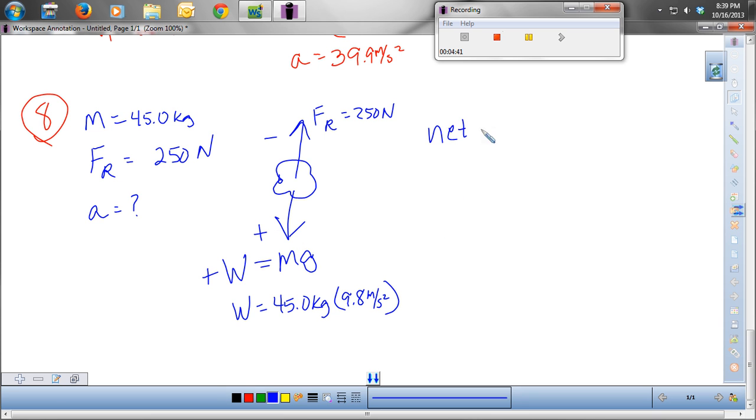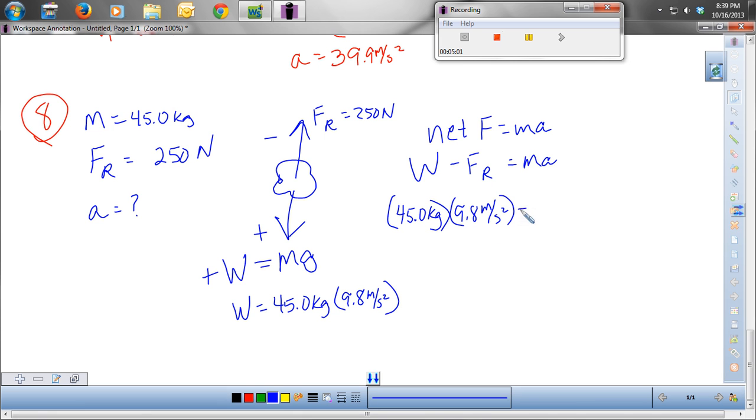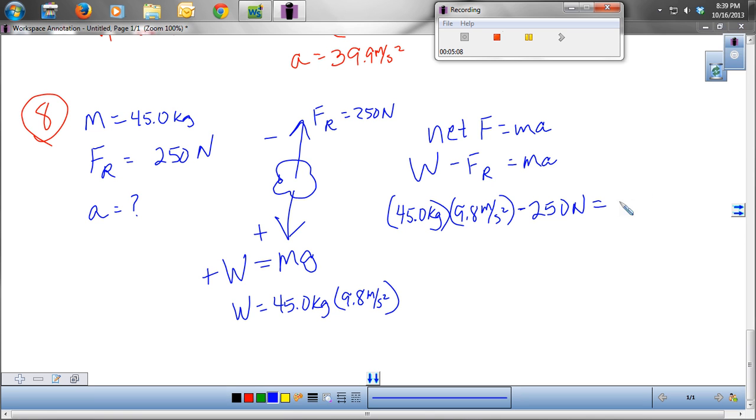So if net F equals ma, then I have the weight minus the force of resistance is equal to ma. So the weight is 45 kilograms times 9.8 meters per second squared. My resisting force is 250 newtons, and it's negative because I picked that to be the direction of negative. My mass is still 45 kilograms. And I'm looking for my acceleration. Oops, that's a goofy looking A.